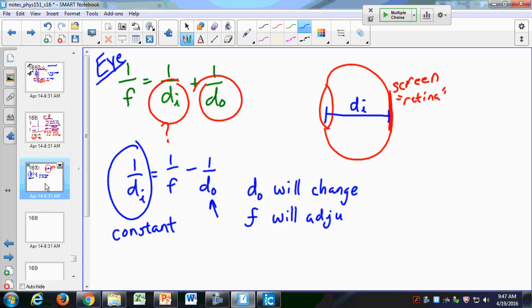Who was that? All right, f will adjust to give a focused image or a clear image.